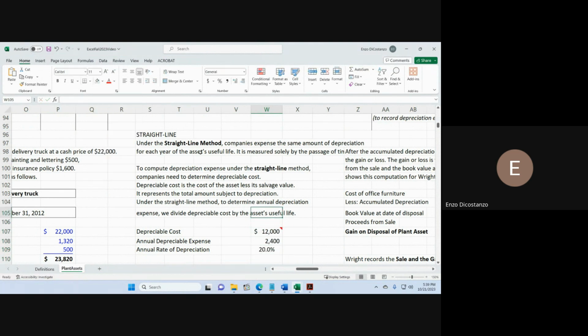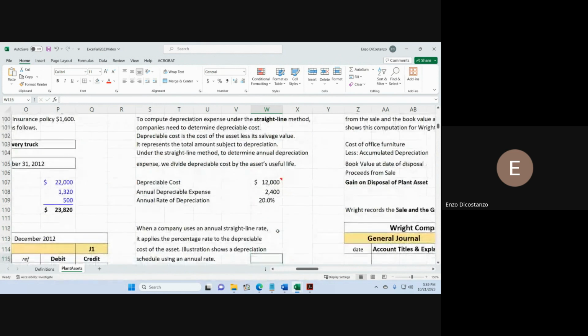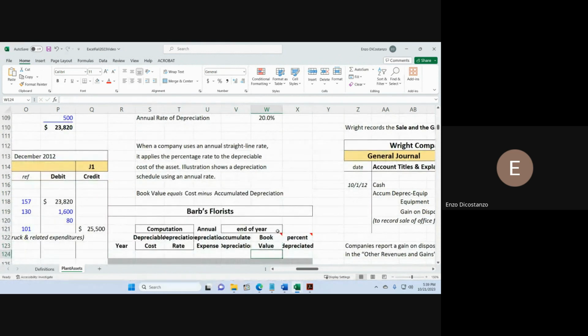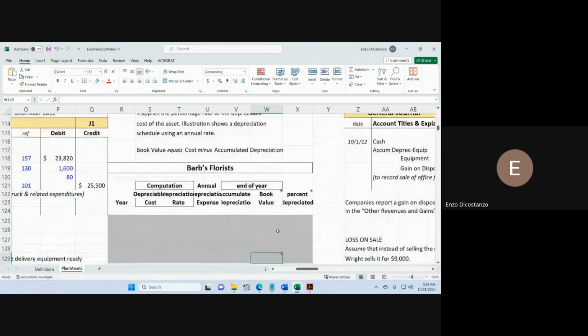Right. And we have these little red triangles that give us little helpful hints: cost minus expected salvage value, things of that nature. Okay. When you straight line, it applies as a percentage to the depreciable cost of the asset, and we're going to illustrate that right now.